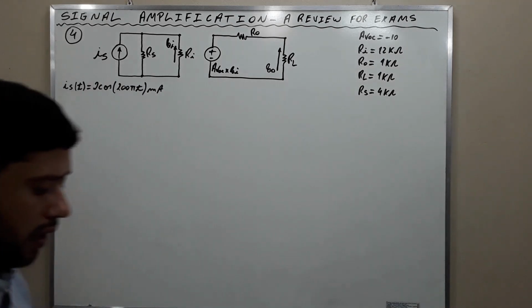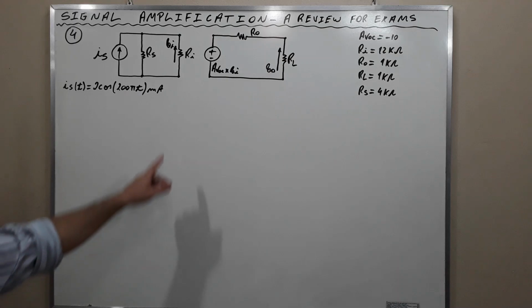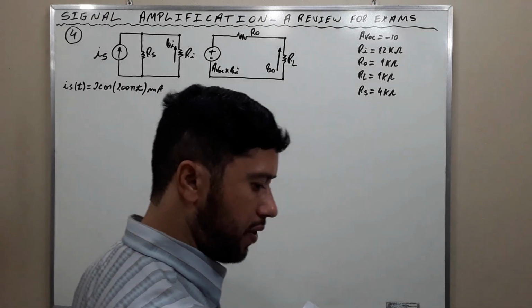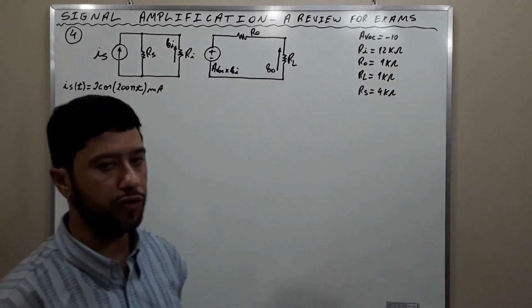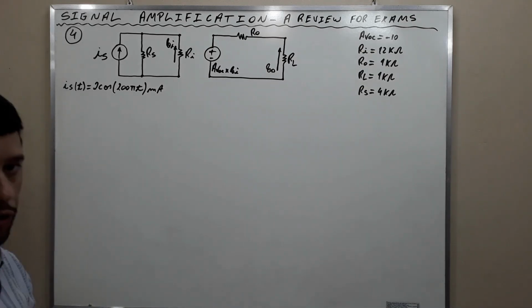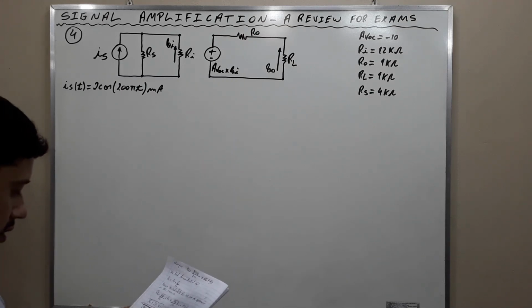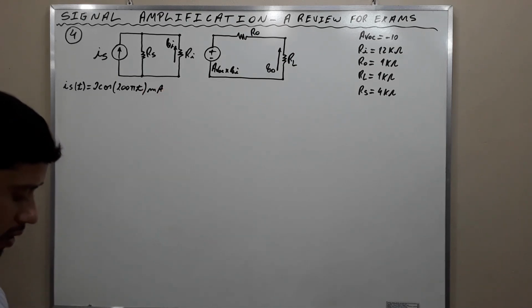Exercise number 4. Determine the output voltage as a function of time and the power gain of the circuit. This is the circuit, and we are going to determine the output voltage as a function of time and the power gain. Okay, my friends, this is the exercise. Let's go to the solution. This data here was given by the exercise, and we shall use it. Letter A, the calculation of voltages and currents in the circuit on the left.